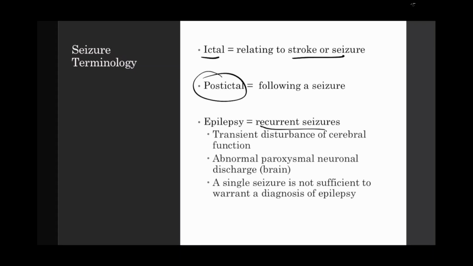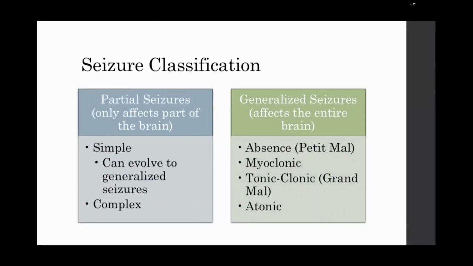Again, epilepsy is recurrent seizures, abnormal paroxysmal discharge. And we've already gone over that. Okay, when we classify seizures, there's two categories, a partial or a generalized. Partial only affect parts of the brain. Generalized is the entire brain. Okay, so partial is going to be on one side. Generalized, the entire brain is now affected. With partial seizures, you can have simple and you can have complex.